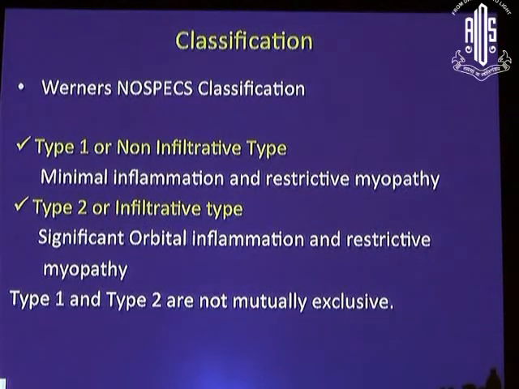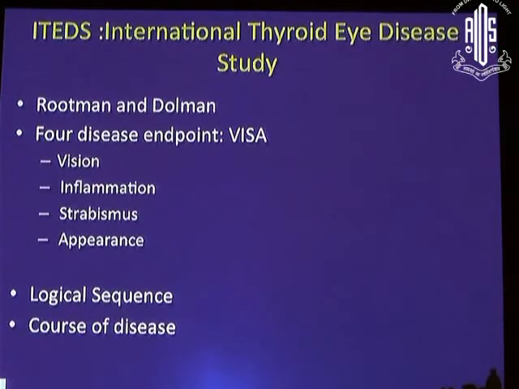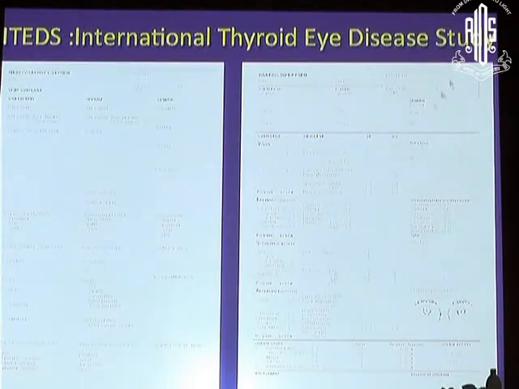The different classifications are there. I don't really use this. The ITIS classification, which was proposed by Wiersinga and Dolman, I like, though as previously said it is very time consuming. What I like about this is the vision, inflammation, strabismus and appearance points. We have summarized these points and made our own OPD sheet for examination, which doesn't split hairs, but gives a better idea so that you don't miss out on any vision-threatening thyroid eye disease.